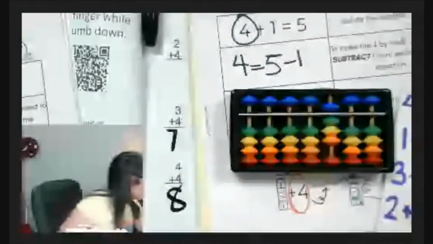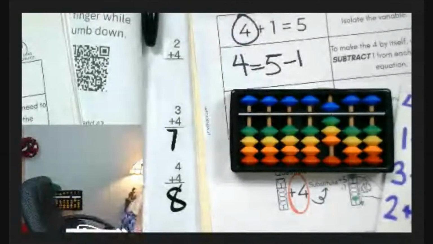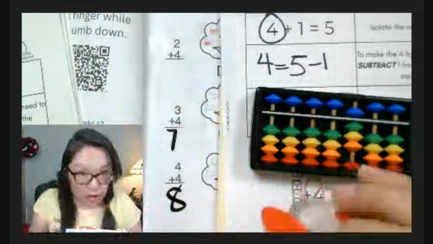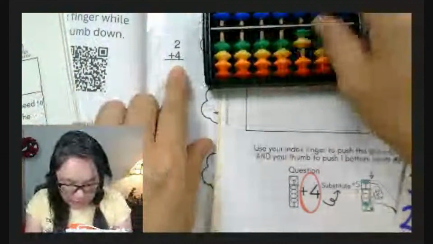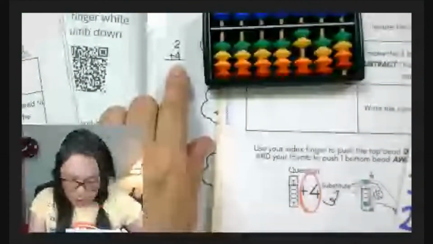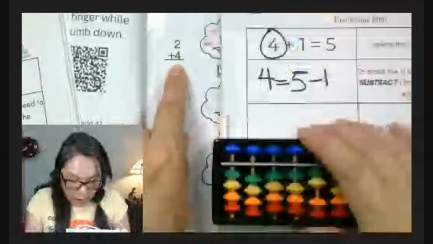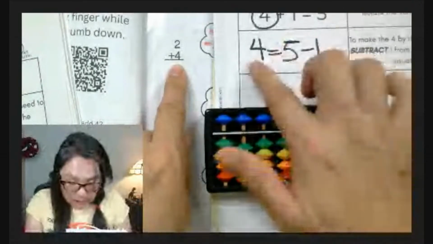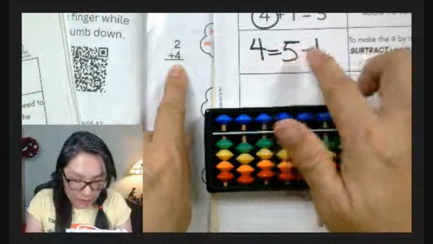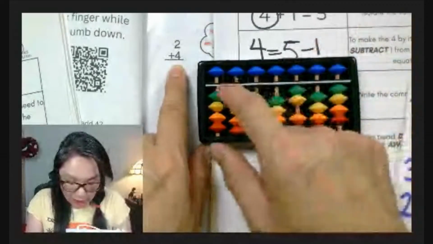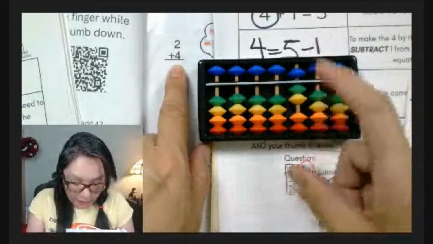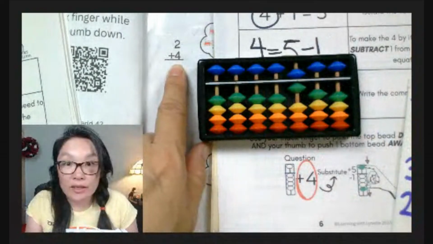Let's do another question. We can do 2. I always have to protect my stuff because I always keep writing on it. So we have 2. If we have 2, it's the same thing. We want to add 4. To add the 4, we have this: plus the 4 is equal to plus the 5 minus the 1. All I have to do is follow the directions. Plus the 5 and take away the 1. So my final answer is 6.